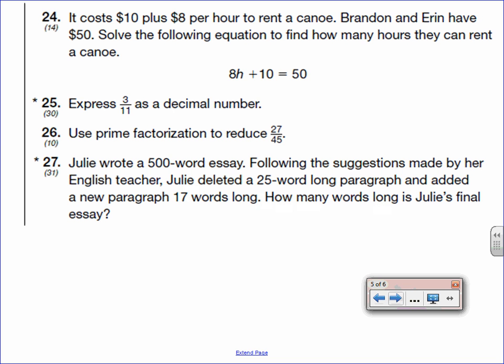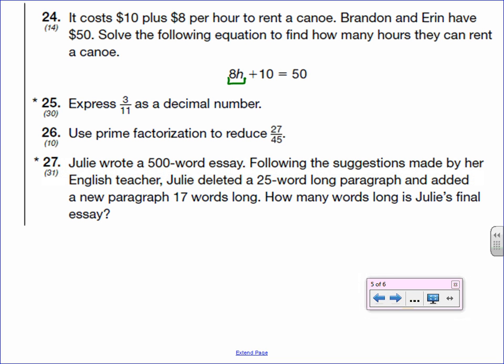It costs $10 plus $8 per hour to rent a canoe. Brandon and Aaron have $50. Solve the following equation to find how many hours they can rent a canoe. Well, if I have $8 times how many hours they rent it, plus 10, it has to equal 50, because that's all the money they have.